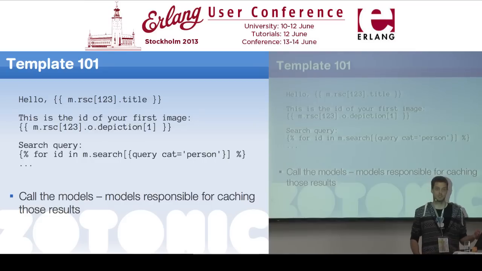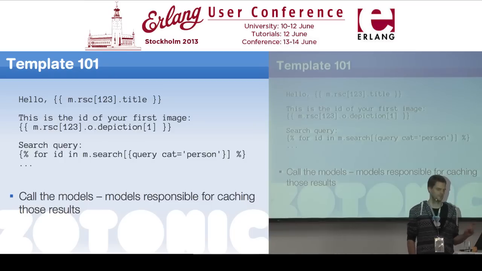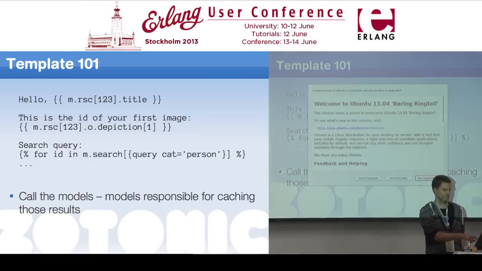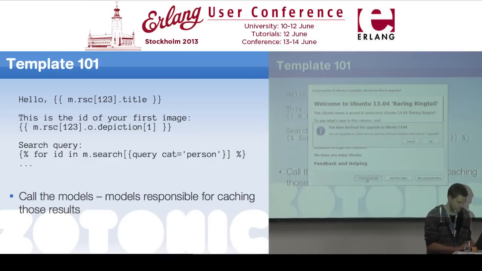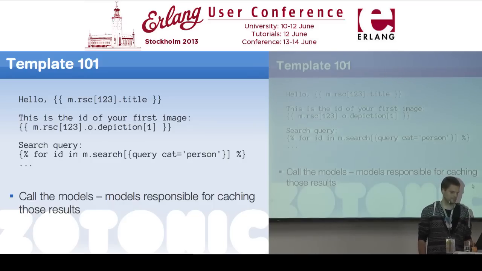So here it actually goes into the database, if there weren't any caching, and gets the title for that thing. And then in the second call, it goes out to the database and gets the first image that is attached to that thing. And then the second thing, it actually does a query. So it loops over a number of IDs that it got from the model named search, the IDs that are of the type person.